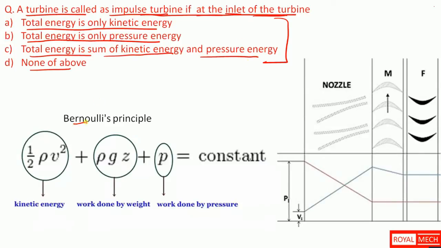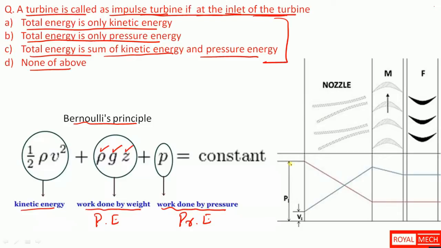So we have Bernoulli's principle. There are three types of energy: kinetic energy, half rho v square or half mv square, and work done by weight, also called potential energy, that is rho g z or rho g h. Z is height, g is gravitational force, rho is density, and then work done by pressure, that is also called pressure energy. So here in the question we have to answer which of these three forms is given as the input of the impulse turbine.